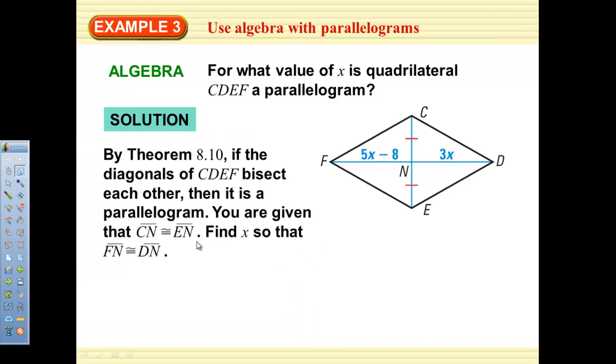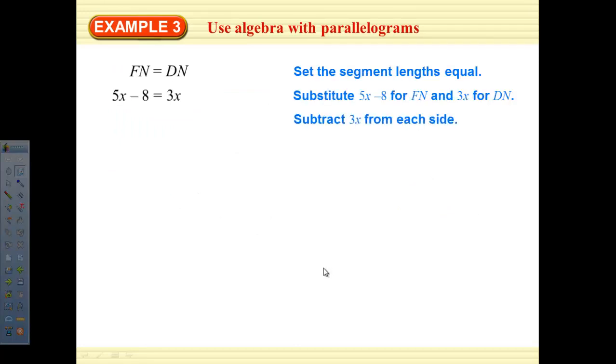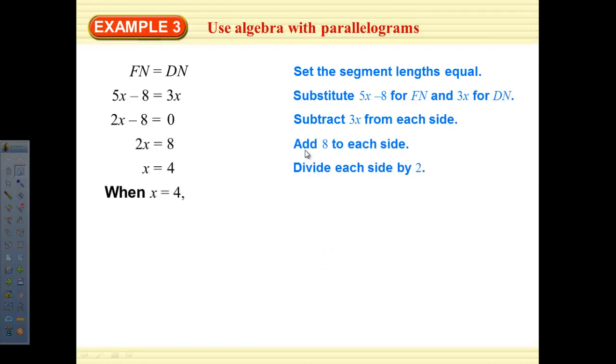And again, we know that CN and EN are congruent, so we want to find x so that FN and DN are congruent. So we set them equal, we plug in our values, we solve for x. They did it slightly different, but that's okay. We get x equals 4. And at that point, if we plug 4 into here, we get 20 minus 8, which is 12. And if I plug 4 into here, I get 3 times 4, which is also 12. Okay.